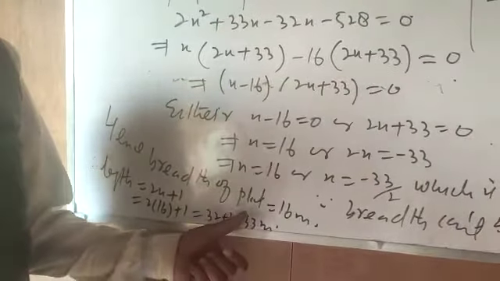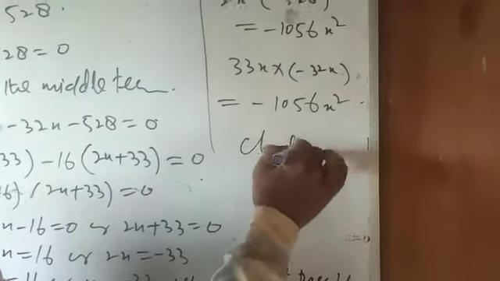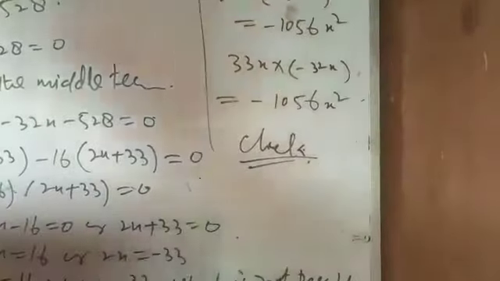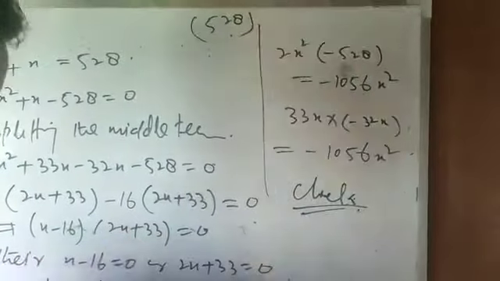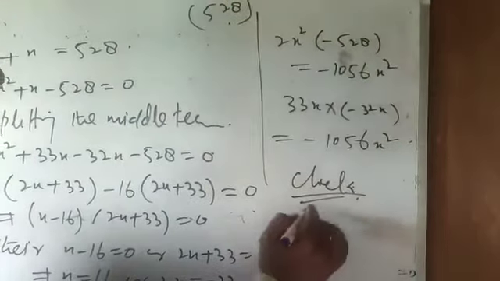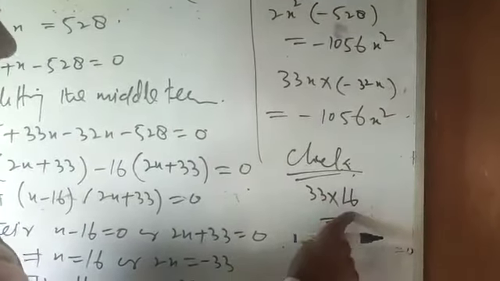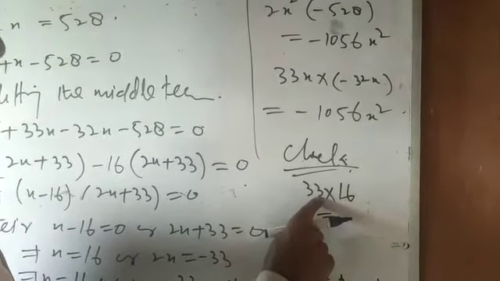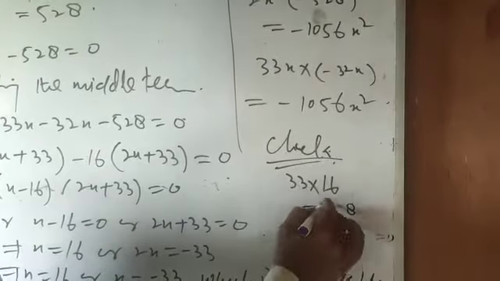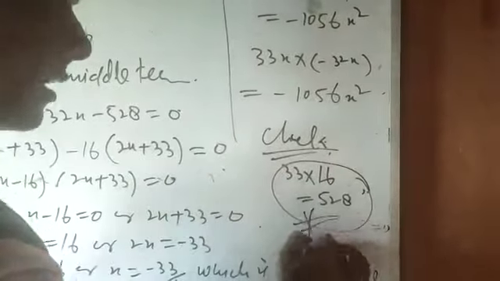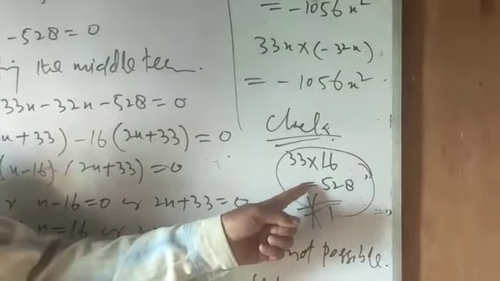So if you try to check your answer, length into breadth should equal 528 meters square. Length is 33 and your breadth is 16. 16 threes are 48, 4 carry, 6 threes are 18 and 4 is 22, and 528 is clear. I cleared how to check this kind of question, whether your answer is right or wrong.